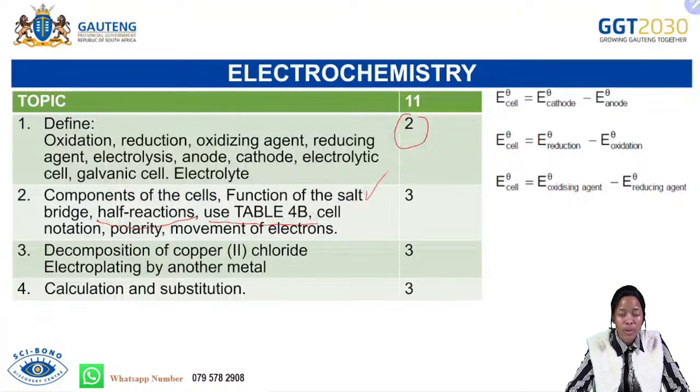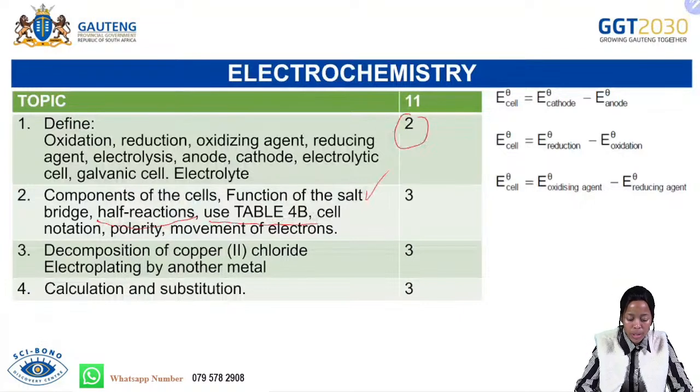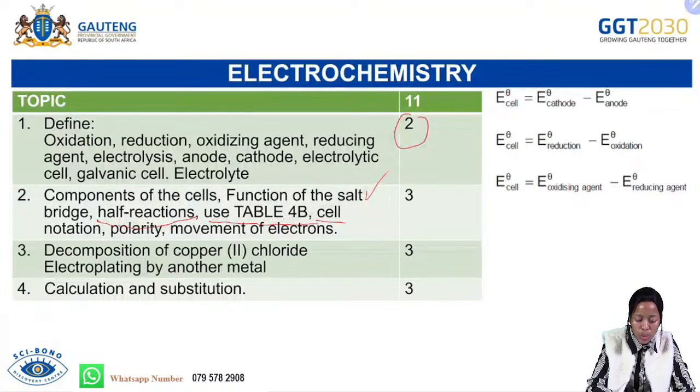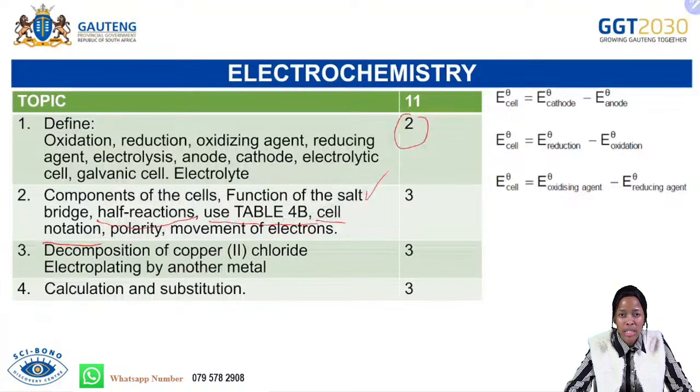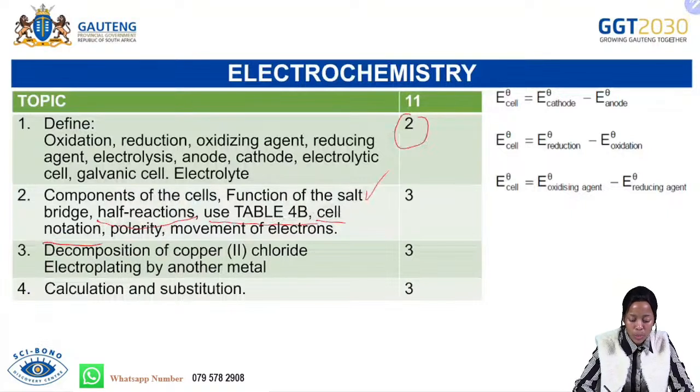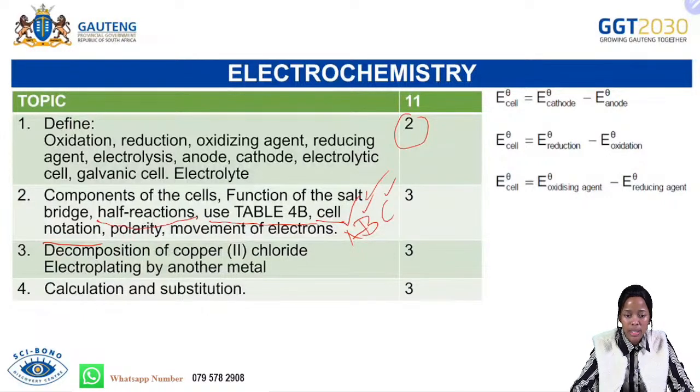For the galvanic cell, you need to know the cell notation. How do we write it? We write it from the left to the right. From the left we have A, B, C, whereby A is the anode, B will be the salt bridge, and C will be the cathode.